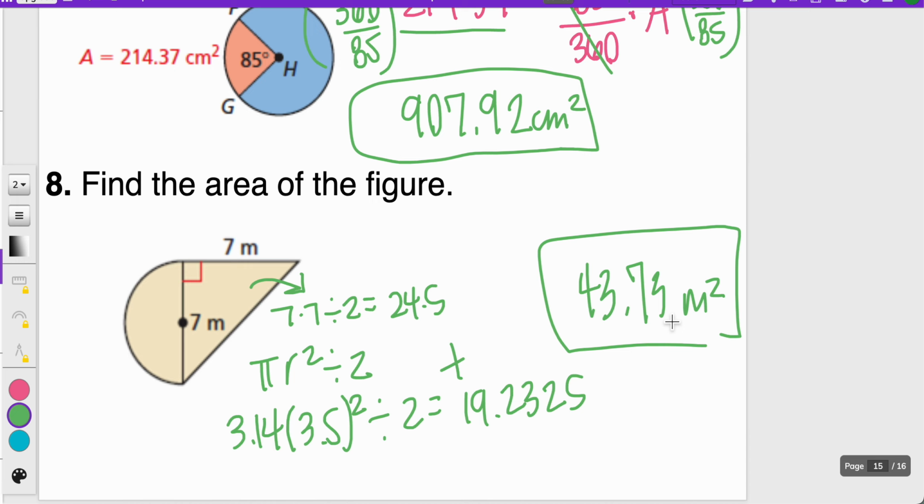Okay, that'll be all for our lesson on 11.2, the area of circles and sectors. Hopefully this video helped you, and then tune back in next time when we talk more about area, but now we'll switch into polygons. Have a great day, geometry.